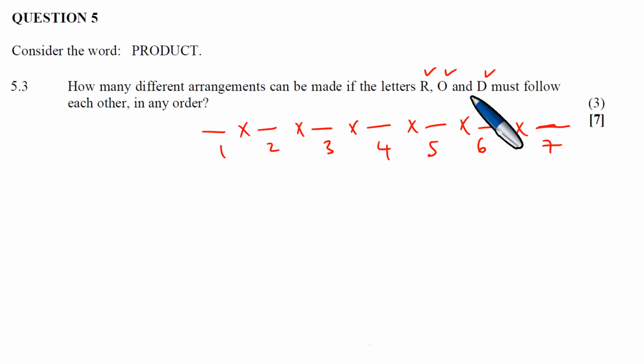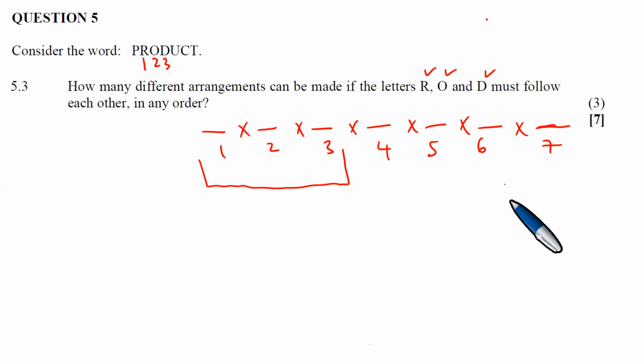So, how many ways can you arrange these letters so that they follow each other in any order? So now they are 1, 2, 3, right? Like that. So you'd have like 1, 2, 3 letters. You put them here. So the three letters, you can start with any of them, but they follow each other. In how many ways can this be?